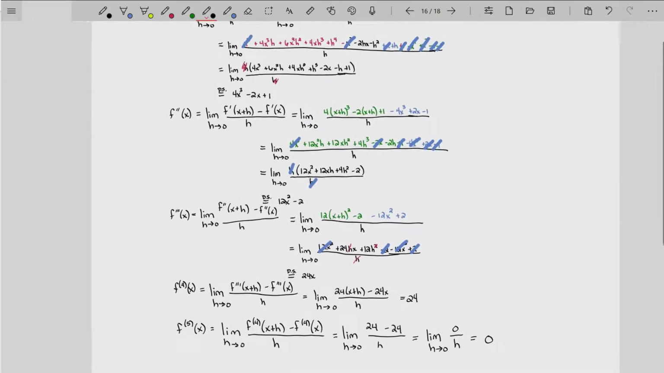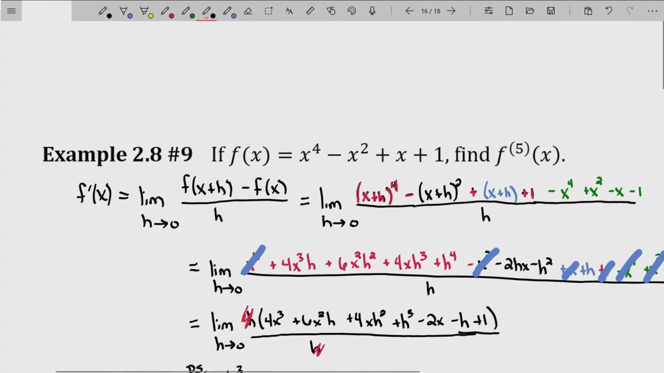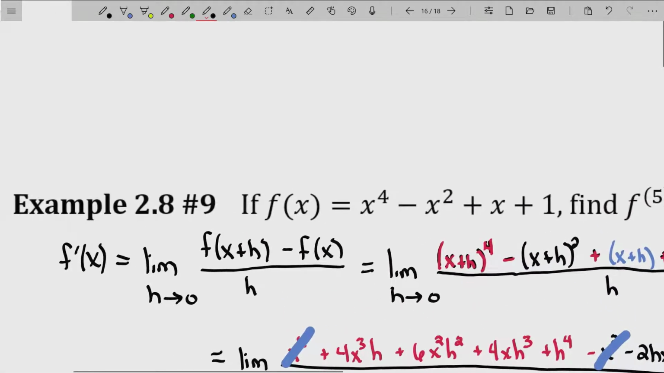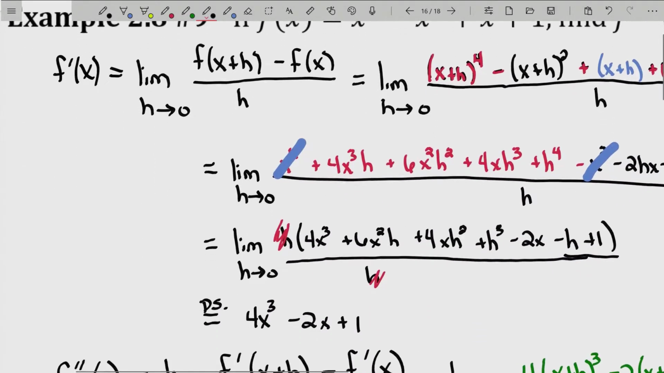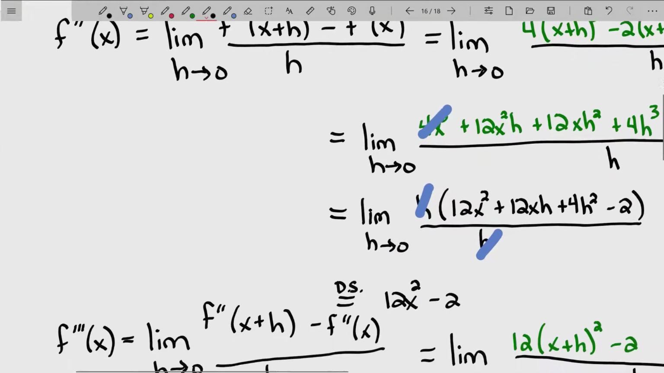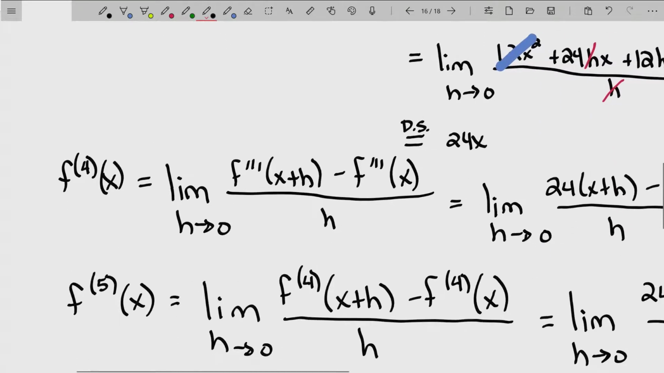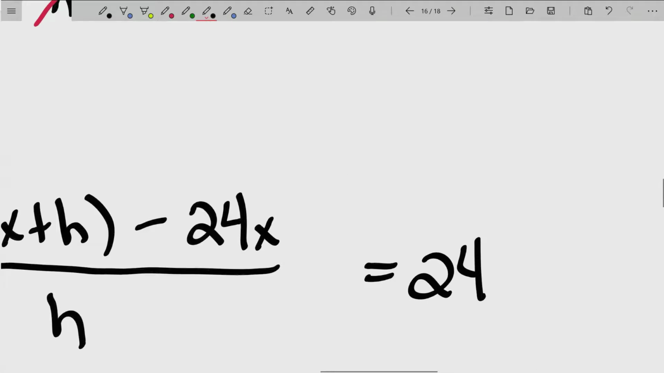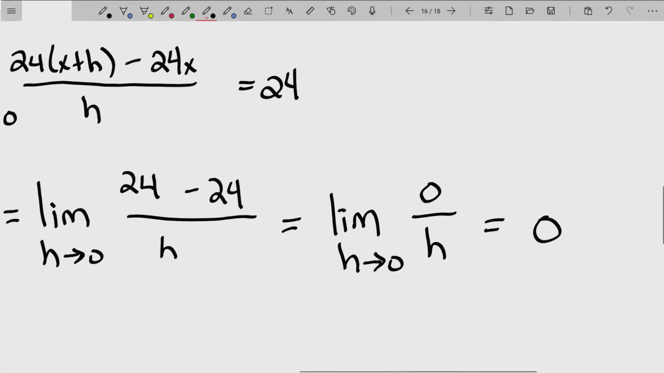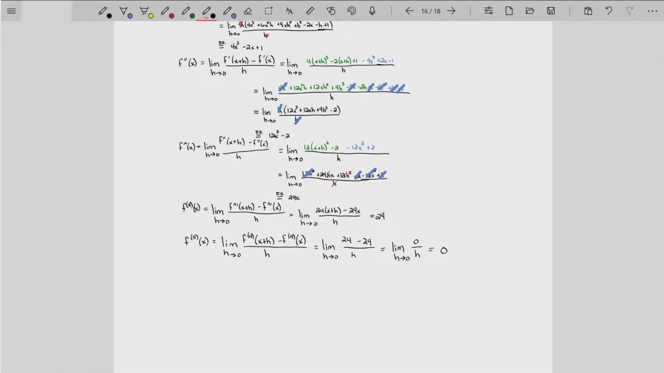So let's look back at our journey here. The 0th derivative, the original function, 4th degree polynomial. And then we took a derivative and it became a 3rd degree polynomial. Then another derivative and it became a 2nd degree polynomial. Then another and it became a 1st degree polynomial. Then yet another and it became a constant, a 0th degree polynomial. And we took yet another derivative and it turned into 0. A 4th degree polynomial, 5 derivatives, we ended up with 0.